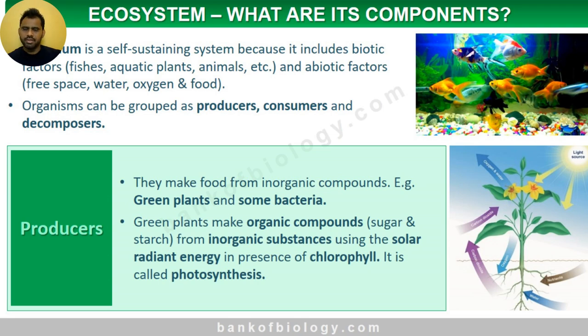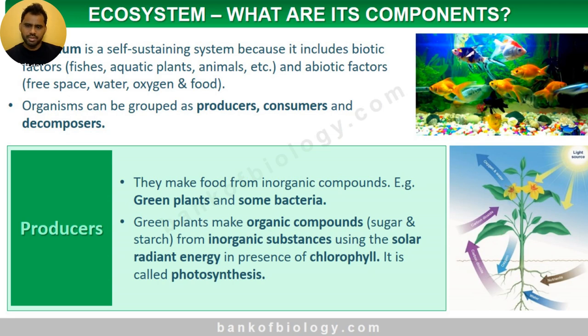Organisms can be grouped as producers, consumers, and decomposers. So, producers are all the green plants and some bacteria. They are the ones which make their own food. So, anything that is producing its own food is a producer. They make food from inorganic compounds. Like green plants are making their own food via photosynthesis. Bacteria are making their own food.